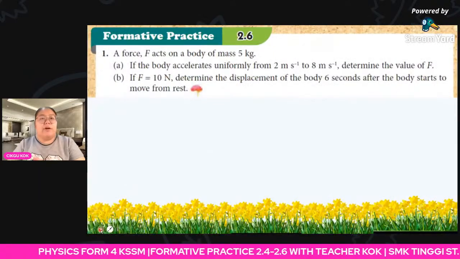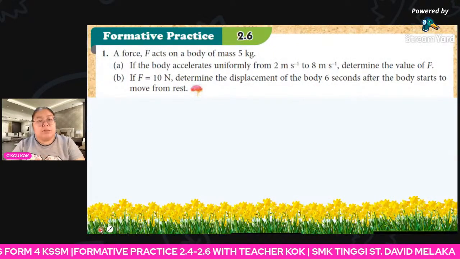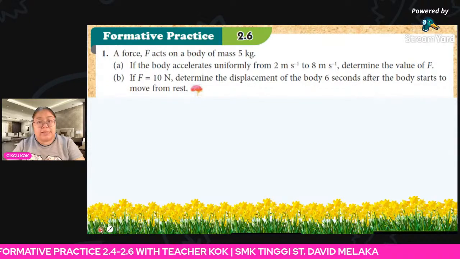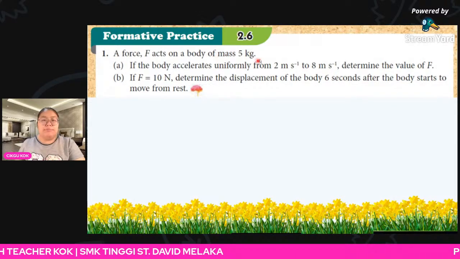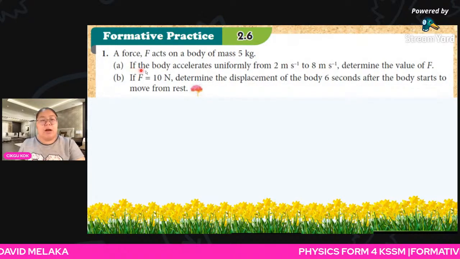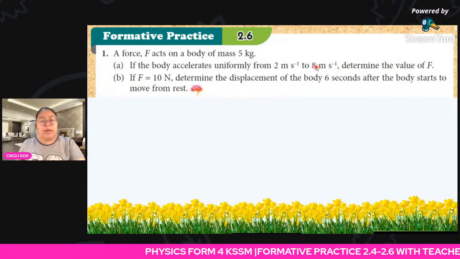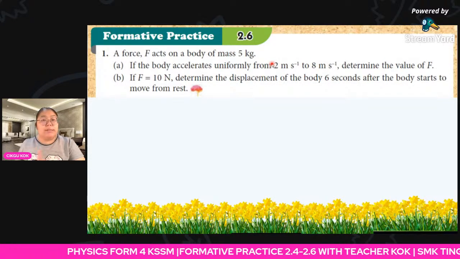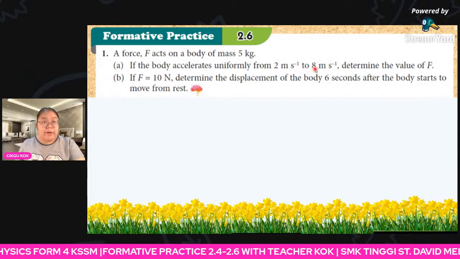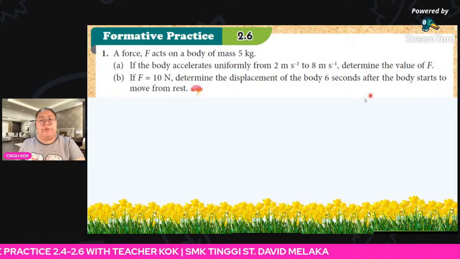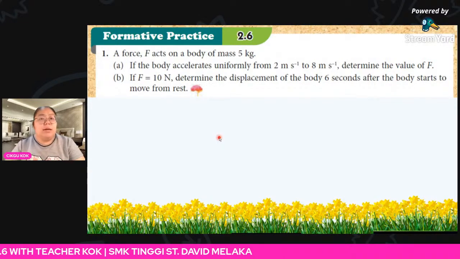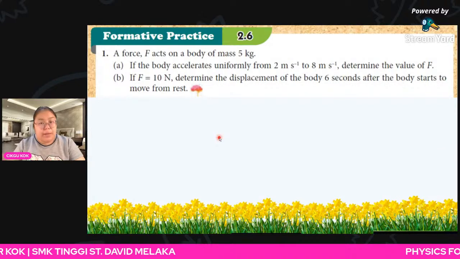The following question is 2.6, so we discuss 2.6. There's a force acting on a body of mass 5 kg. The body mass is 5 kg. If the body accelerates uniformly from 2 to 8, understand that 2 is the initial and 8 is the final velocity. Determine the value of F. From here, for F we just have one formula: F equals MA, is it?